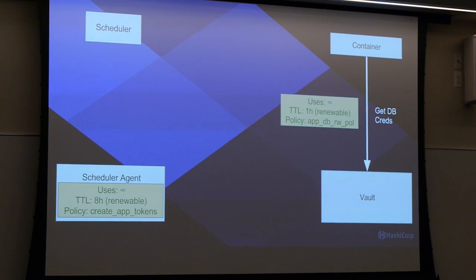I want to go get DB credentials, using this policy that I got. I'm going to get application database credentials, and I can use that over and over. Here's your user, here's your password. It expires in 24 hours, and maybe other things if it has other policies. You can get TLS certs, whatever.